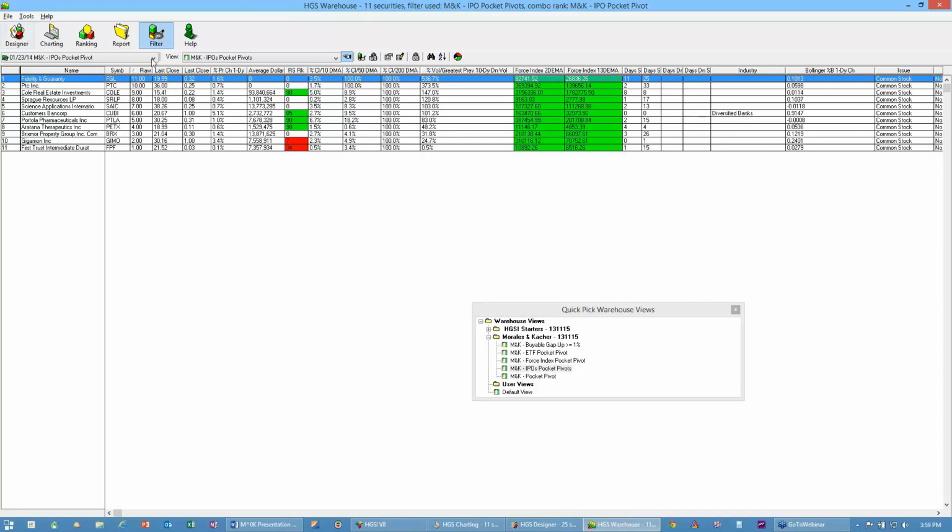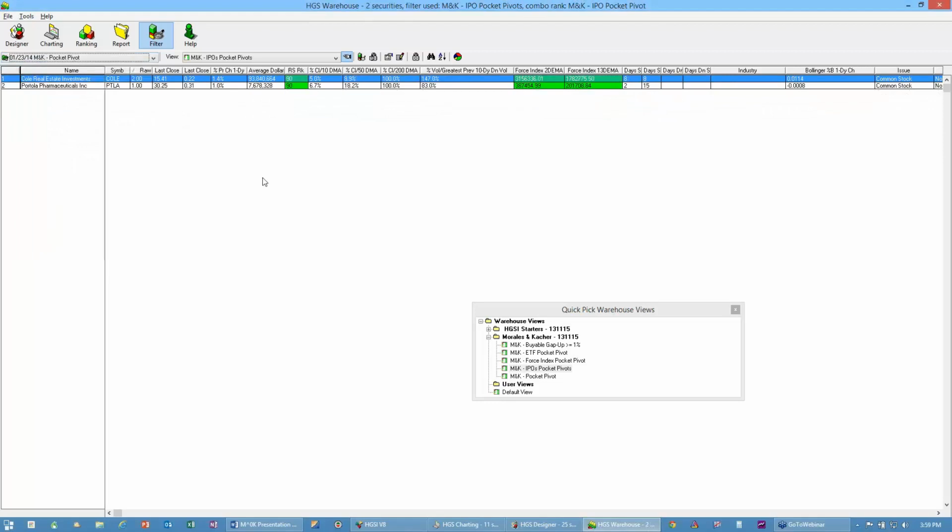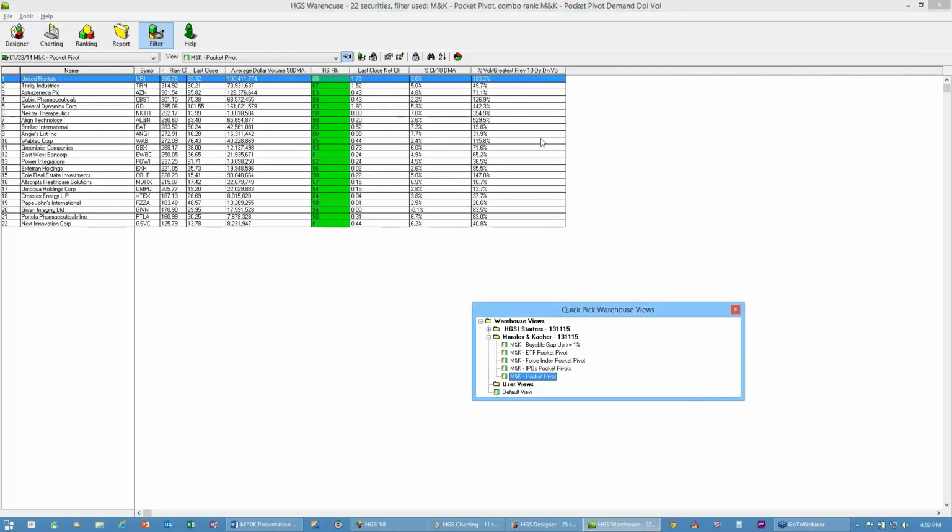Now I have one more group here. This is the standard pocket pivot. Now I need to change to pocket pivot. Now you can see that there are very few columns in here. This was the original view that we did for Gil and Chris based upon their criteria. So these are the only fields that are in here. Now these requirements, if you've read the book, you know that these are more stringent or very stringent.